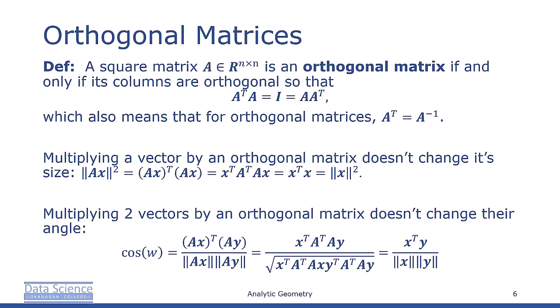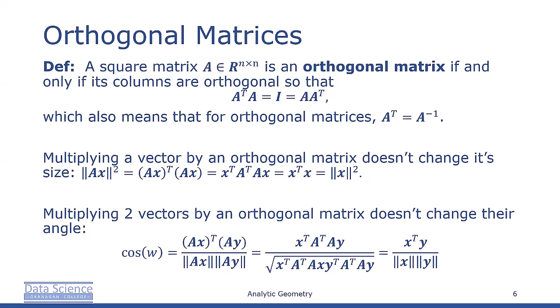An n by n square matrix A is an orthogonal matrix if and only if its columns are orthonormal, so that A transpose A is equal to the identity matrix, which is equal to A A transpose. This also means that for an orthogonal matrix, A transpose is going to be equal to A inverse.